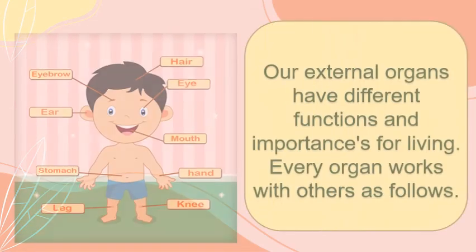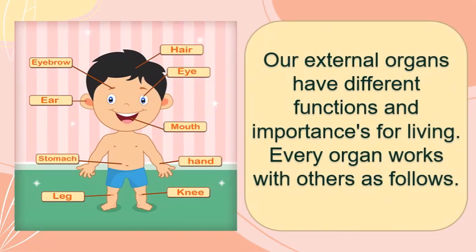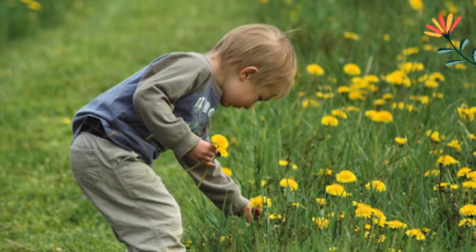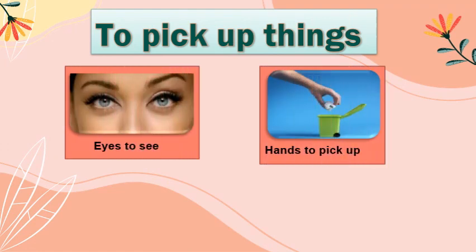Our external organs have different functions and importance for living. Every organ works with others as follows. Example number 1. Look at the picture. Look at the boy picking flowers. We use eyes to see the things that we pick and hands to pick up things. In this action, the boy is using his eyes and his hands together.